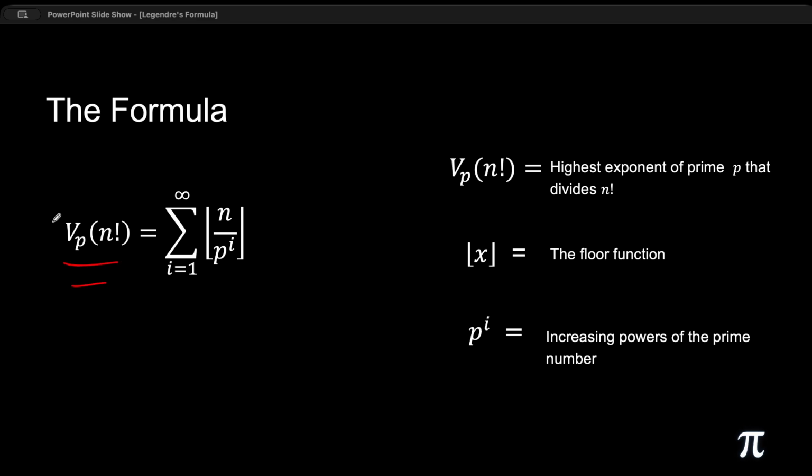So this part, with v meaning valuation, represents the highest exponent of the prime number p that divides into n factorial. Then the floor function of x is the same floor function over here. Then p to the i power is increasing powers of the prime number. So again, p is our prime number and i is our increasing powers, like we showed earlier with the powers of 5 increasing. Now, this part of the formula, don't worry about it too much, but it really just means to repeatedly add the results of the floor function with the power i increasing by 1 each time.